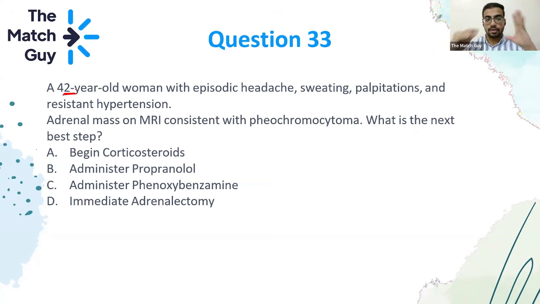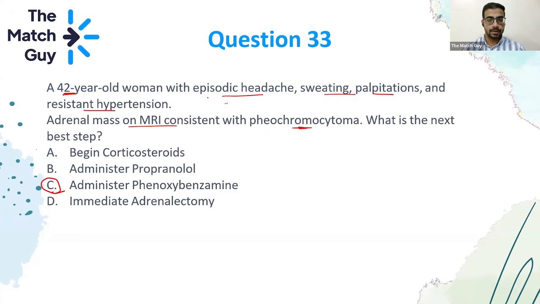So moving on to some other parts of the adrenal glands, a 42-year-old woman with episodic headache, sweating, palpitations, and resistant hypertension, and an adrenal mass on MRI consistent with pheochromocytoma. What is the next best step? Okay, perfect. A classic question of administering phenoxybenzamine. So what's happening here? That's pheochromocytoma. What's the key word for it?